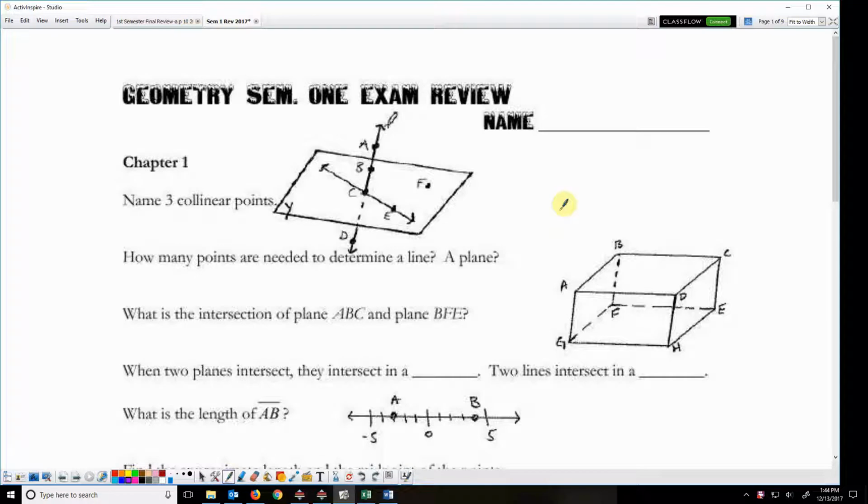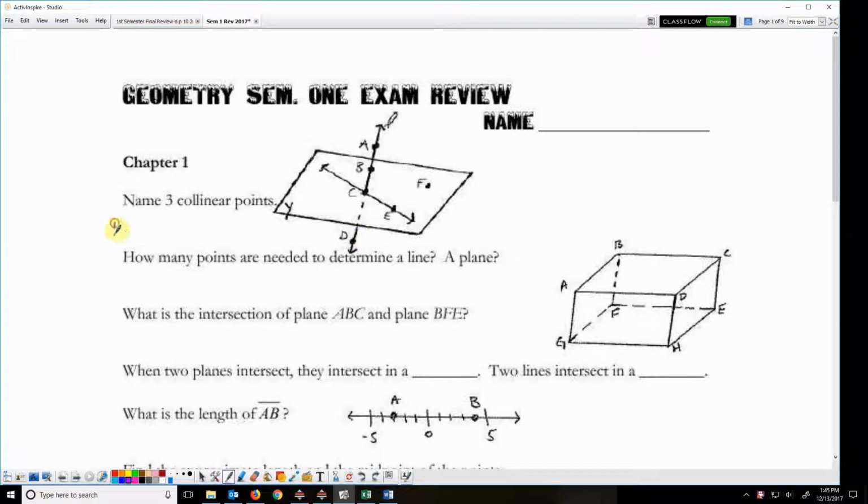Alright guys, we got today's review going with Chapter 1 on page 1 of your semester review. First, from this picture, name 3 collinear points. If I'm going to name more than 2 collinear points, I have to see the line that they're on. The only points that I see that are on the same line are A, B, C, and D.